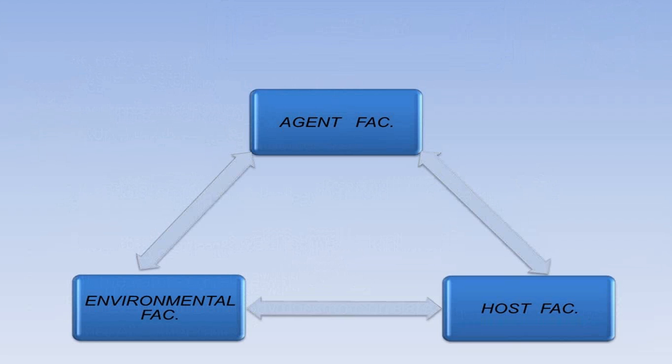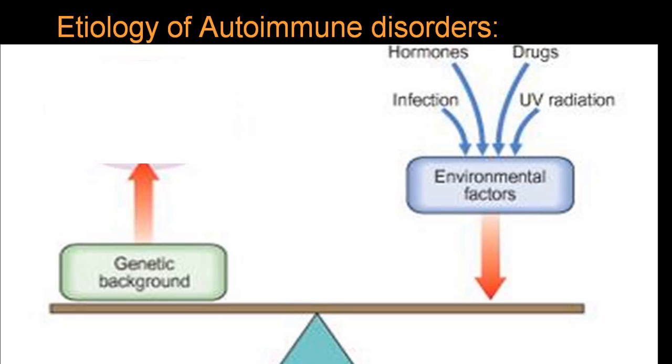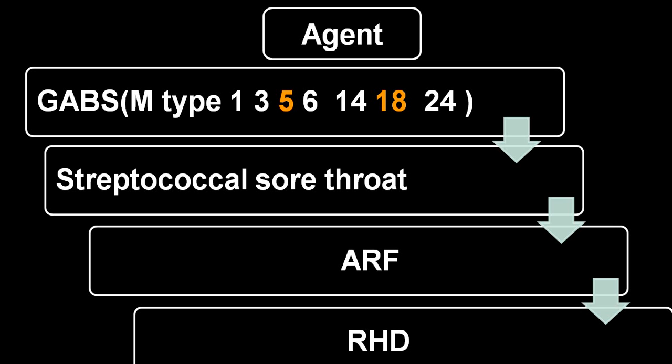So there are three factors which are responsible: host factor, agent factors and environmental factors. Among environmental factors, infection by group A beta hemolyticus streptococcal. There may be drugs responsible, or hormones, or ultraviolet radiation. There are genetic backgrounds like autoimmune response. We already mentioned group A beta hemolyticus, which can be 1, 3, 5, 6, 14, 18 and 24, of which 5 and 18 are most common. Streptococcal sore throat can result in acute rheumatic fever, and finally it will end in chronic rheumatic valvular heart disease.